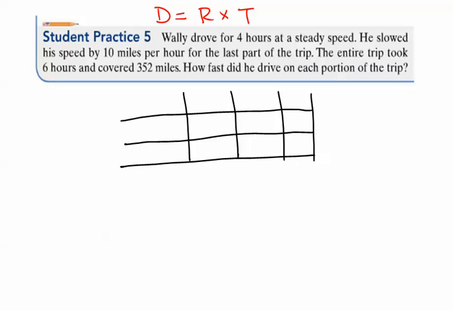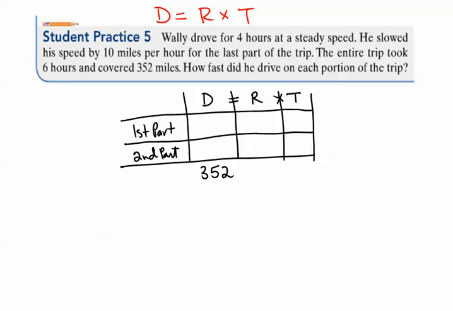Now one way that people have solved this problem is to set up a little table like this, because there are two parts to the trip and we're going to have a distance, rate, and time for each part of the trip. So if we call this the first part and this the second part. Now, what we do know is that the entire trip covered 352 miles. So we're not going to put that 352 in either of those, but the total is 352.